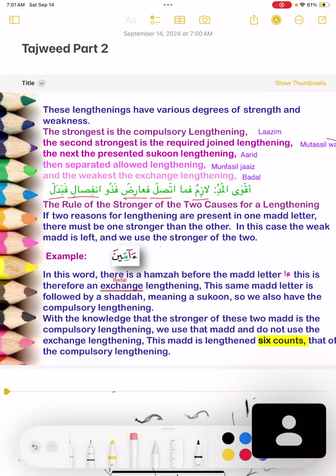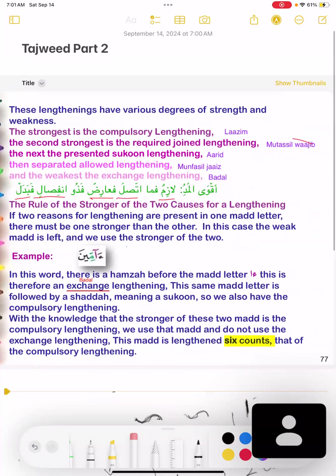Okay, so normally this would be mad badal. But this same mad letter is followed by a shadda. So we have to stretch this mad to 6 counts. With the knowledge that you have now, you know that mad lazim has more priority than mad badal. You will use this mad alif for the purpose of lengthening to 6 counts because it's followed by a shadda. Okay, let's look at the next one.